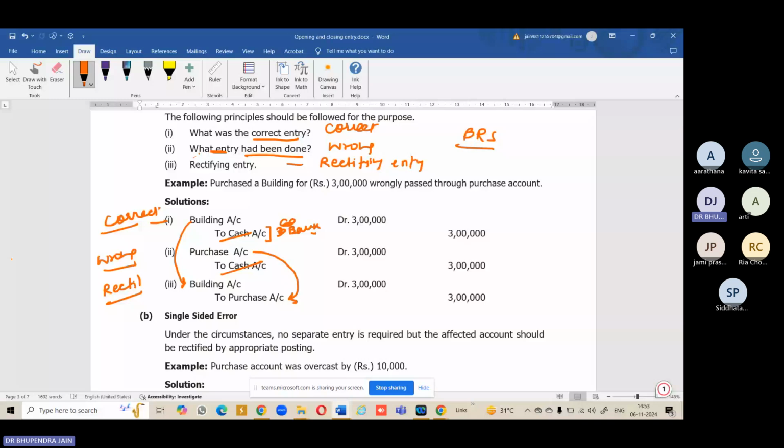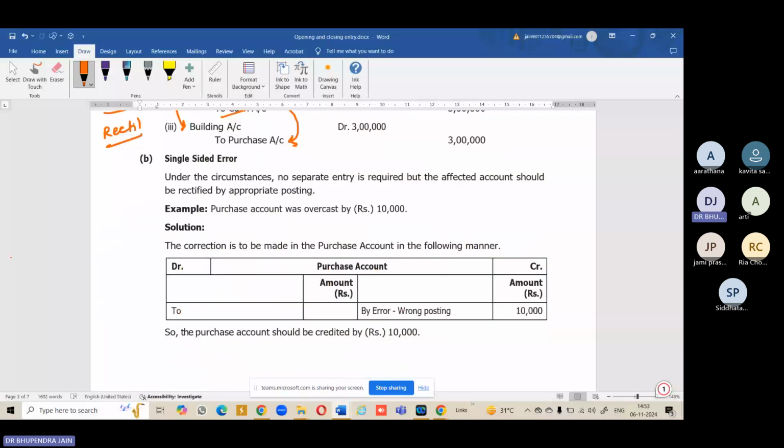This is the double side error. Single side error. Under the circumstances, no separate entry is required, but the affected account should be rectified by the appropriate posting. Okay, when will this happen? Before preparation of trial balance. If we have prepared the trial balance, then how to rectify the single side error? Definitely we have to rectify the single side error using the suspense account. When will we use the suspense account? When the trial balance has been prepared.